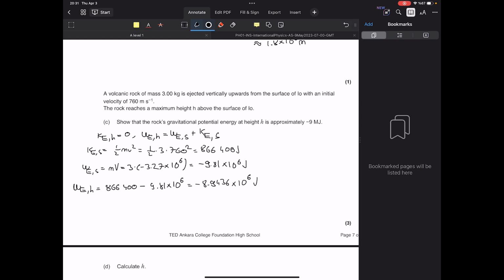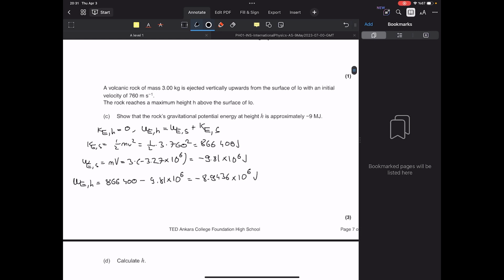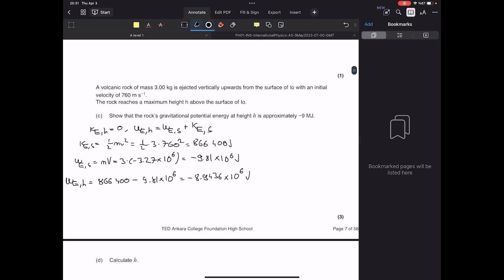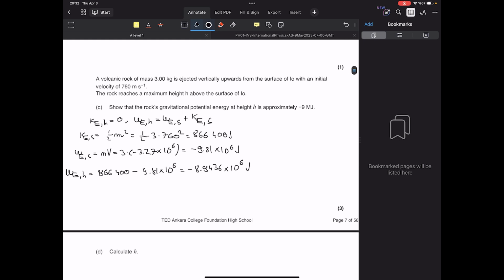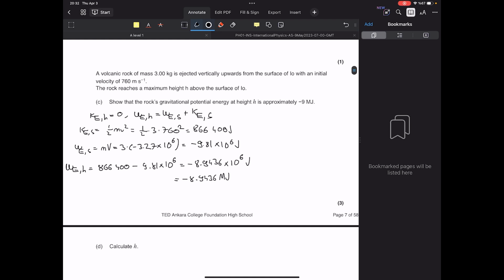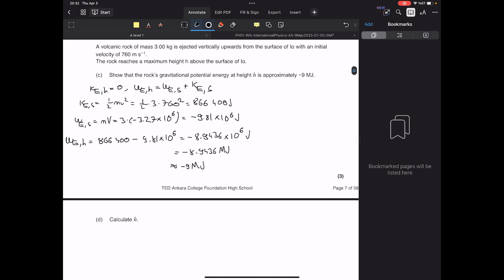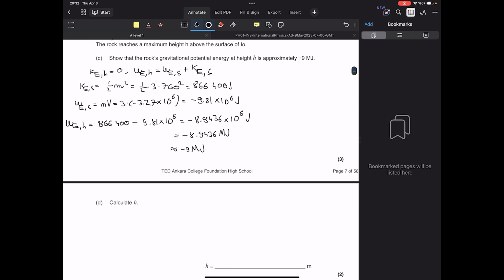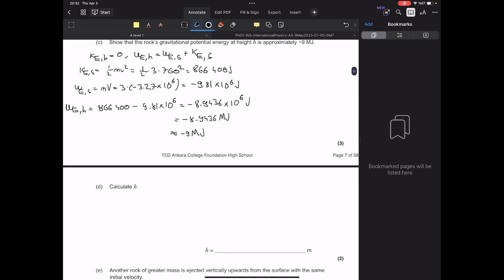Now, a kilojoule is 10 to the 3 joules, and a megajoule is 10 to the 6 joules. A gigajoule is 10 to the 9 joules, and so on. So this is going to be equal to negative 8.9436 megajoules, because 10 to the 3, which is indeed approximately negative 9 megajoules. Right. So next we need to calculate H.